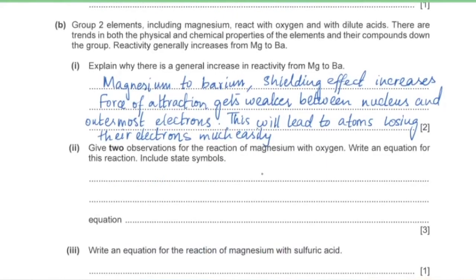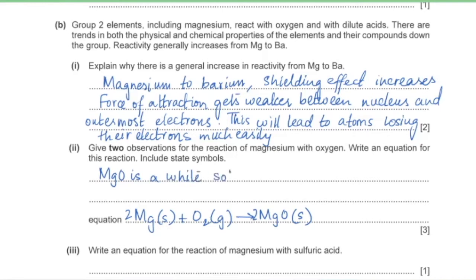Part 2, give 2 observations for the reaction of magnesium with oxygen. Write an equation for this reaction, include state symbols. So magnesium in solid form plus oxygen, which is gas, that gives magnesium oxide, which is also solid, 2Mg, 2MgO. So magnesium, when it reacts with oxygen, it burns in oxygen. Magnesium oxide will be forming, which is a white solid.